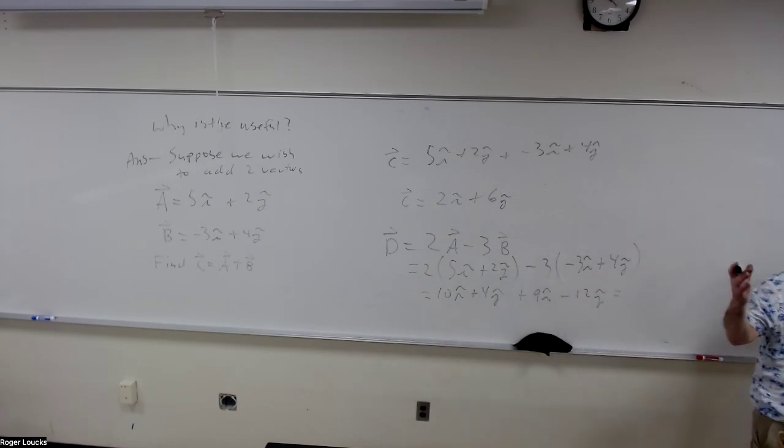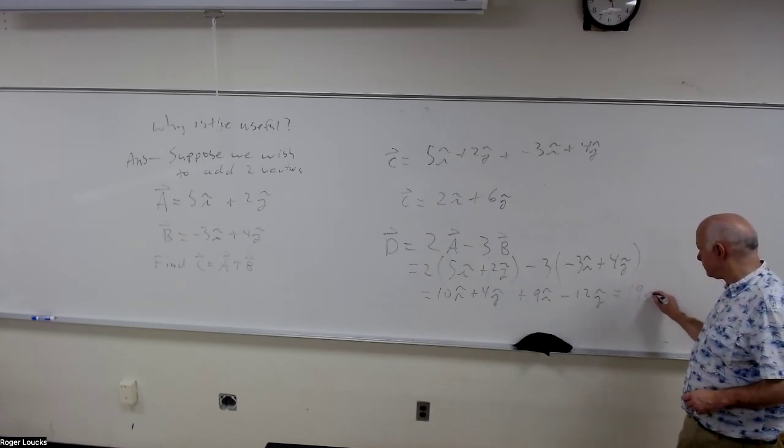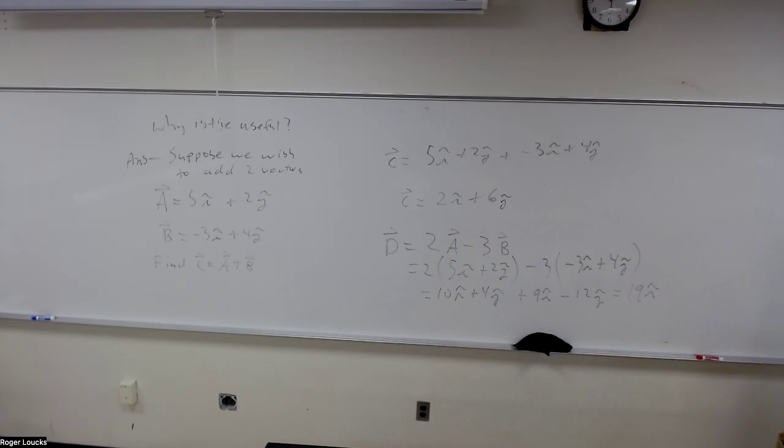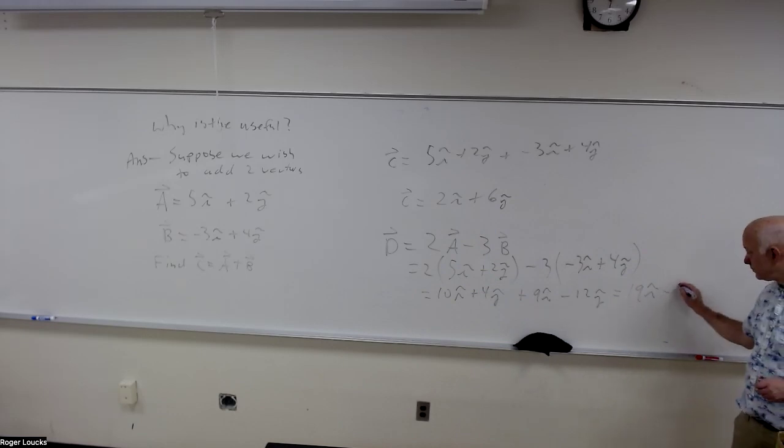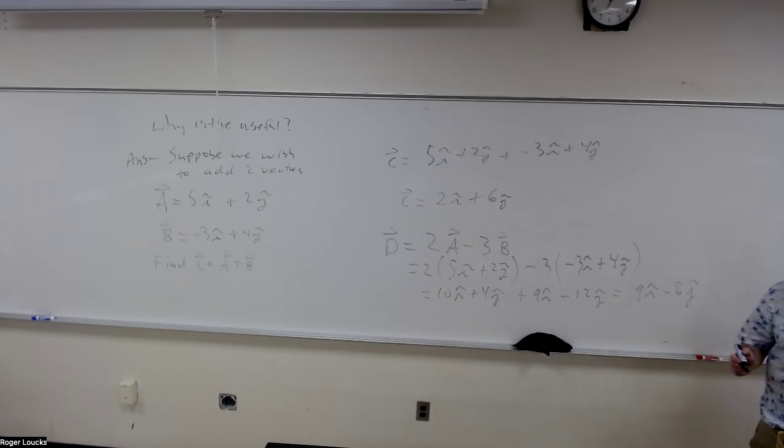How many i hats do I have? 19. And j hats? Minus 8. Boom. Okay, that makes sense.